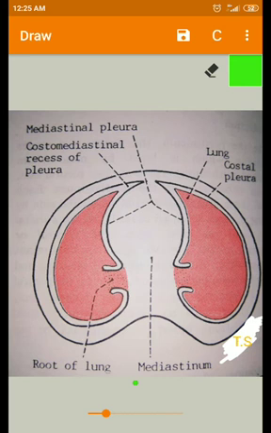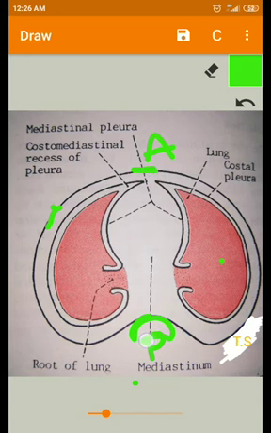Dear students, welcome back. Now we are going to see the transverse section of this thoracic cavity. Here you can see, this is the anterior aspect and this one is the posterior aspect. This is the lungs and this is the wall of the thorax. Here you can have the sternum and here you'll have the vertebra. The space present in between them is the mediastinum. This mediastinum anteriorly occupies the heart.